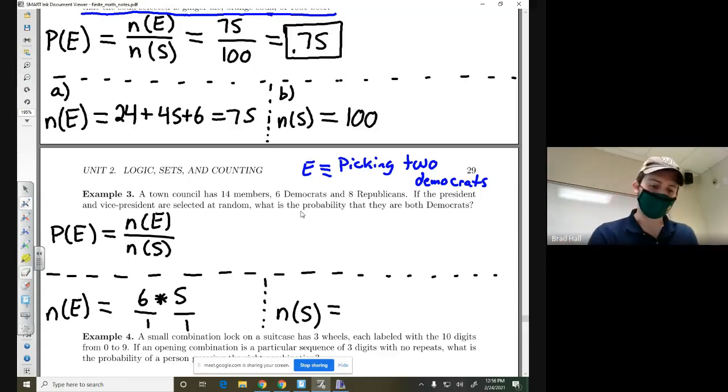So I put ones here. Actually, what I'm just going to do is erase them because, I don't know, I feel like it's going to throw me off. And 6 times 5 is 30.